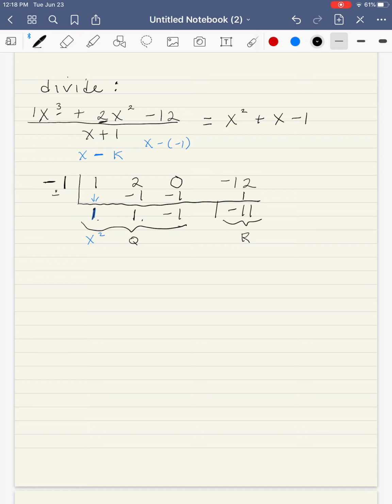All right, so we have 1x squared plus 1x minus 1 with a remainder of -11.